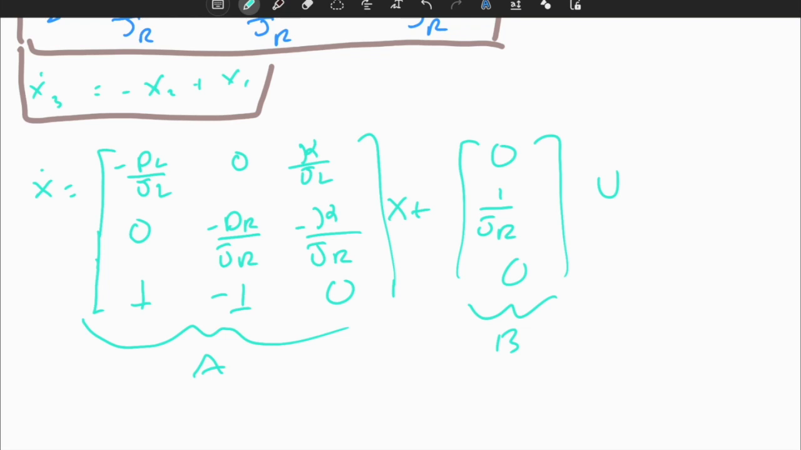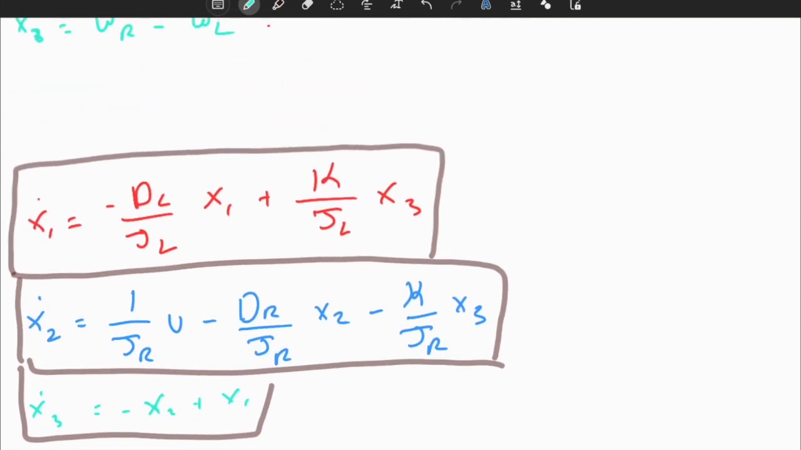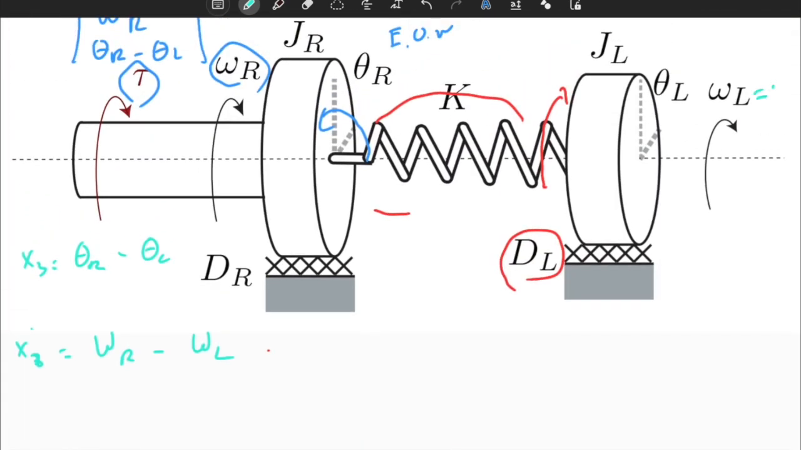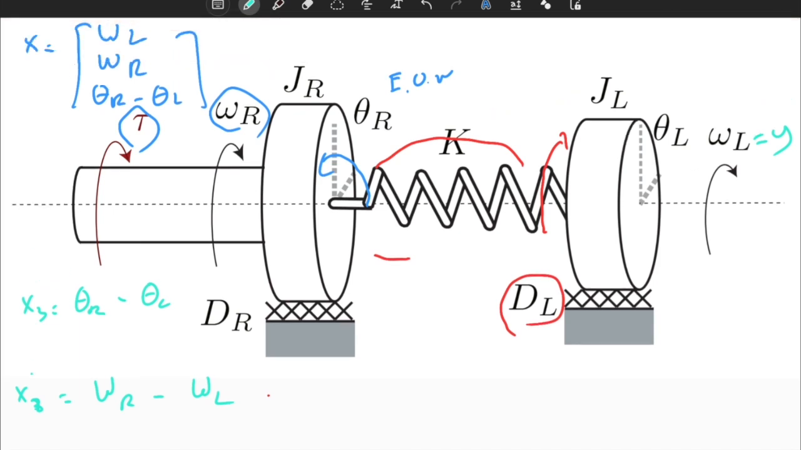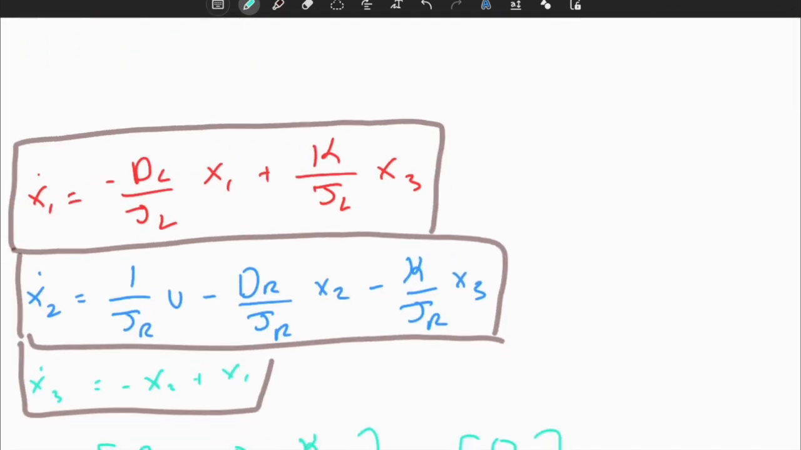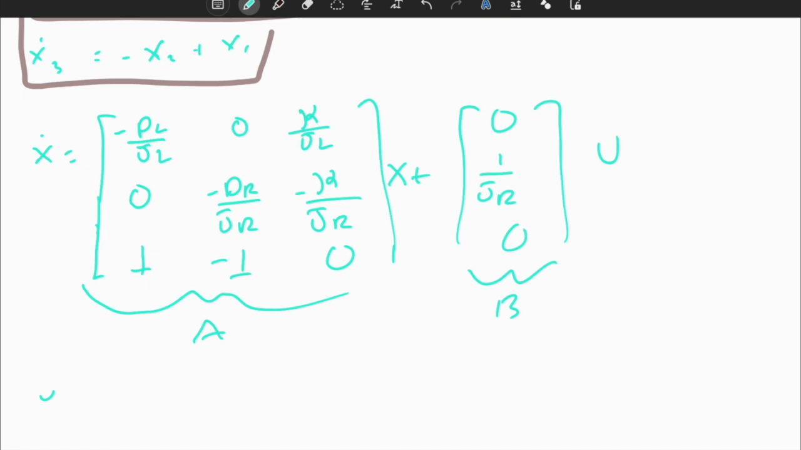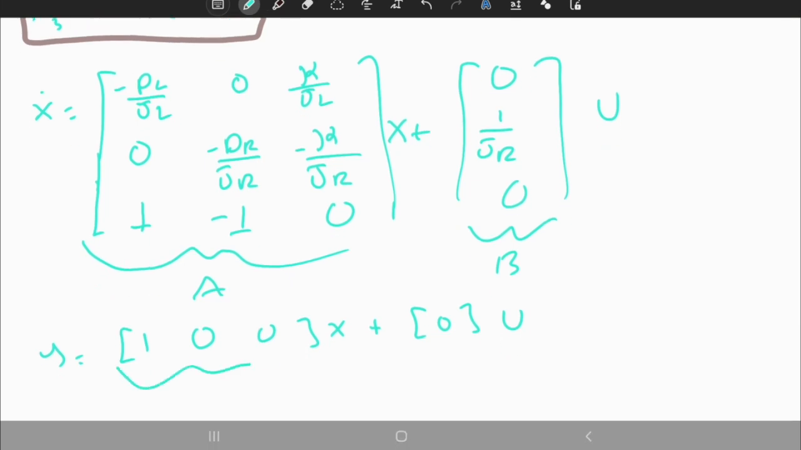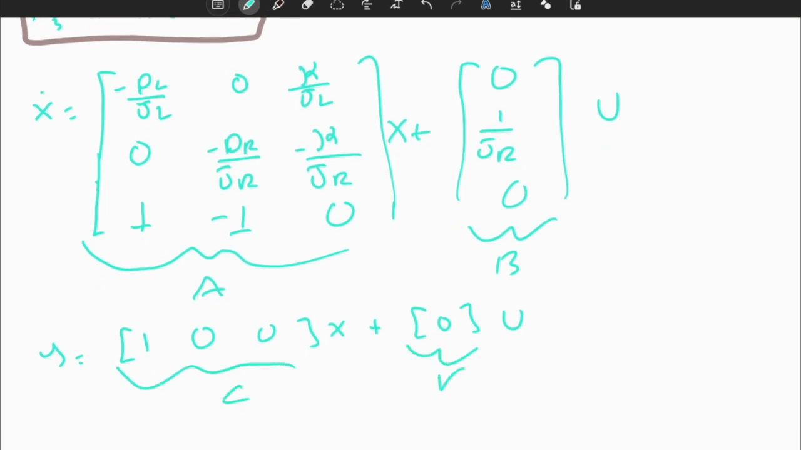So what is the output equation? Which is very simple, because I know that output is equal to omega L, and omega L is my first state. Okay, so we have a very trivial output equation such that y is equal to the first state, which is equal to 1, 0, 0, x. It doesn't depend on u, so it's equal to 0 times u. This is my output equation. So this is C, this is D. So we have technically finalized the state space modeling of the system.